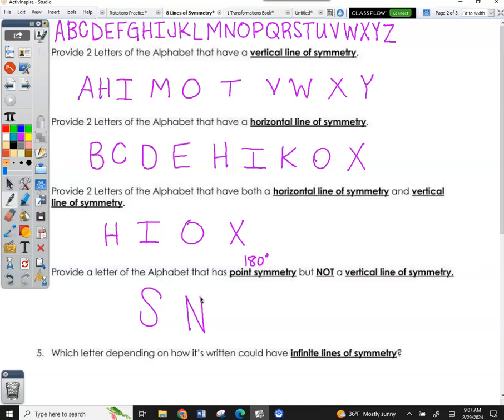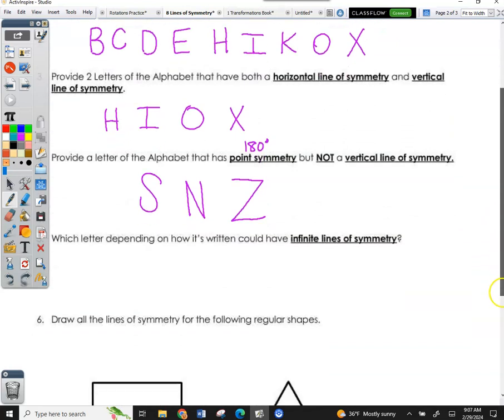Gotta really get into it. Can I fold Z from left to right and it match? No, that diagonal is the problem. So I would say Z works. Is there another? I don't think there is. I think that might be it.